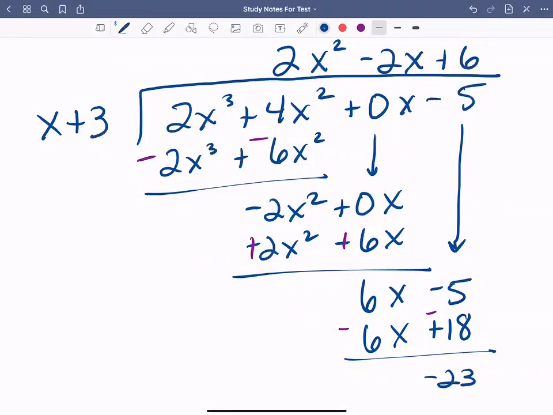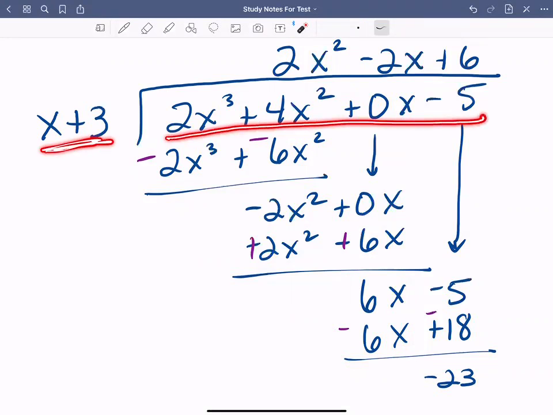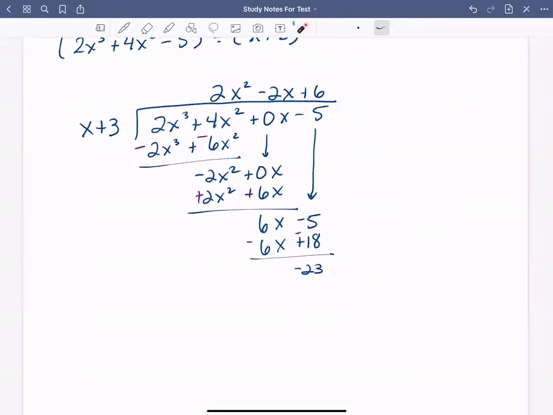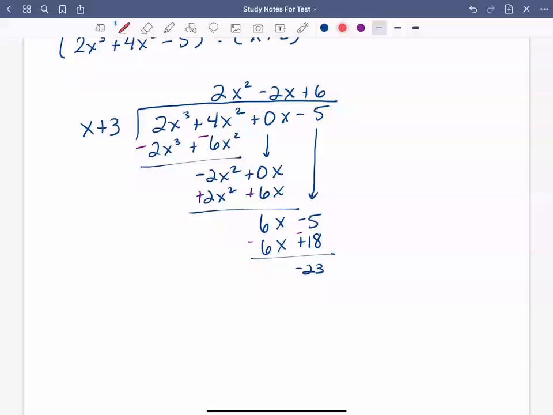So we do have a remainder. What this tells us again is that x plus 3, our divisor, is not a factor of our dividend, 2x cubed plus 4x squared minus 5. Before we write our multiplication statement, I have to finalize my quotient, my answer. So we write plus our remainder, which is negative 23, over our divisor of x plus 3.